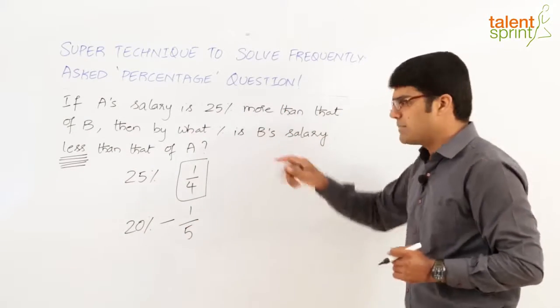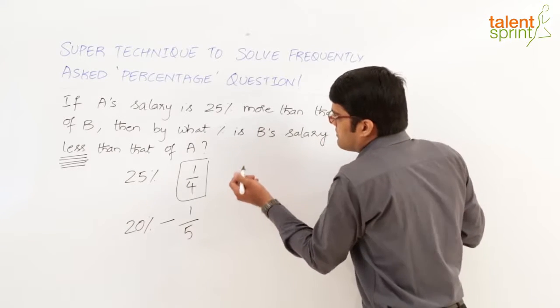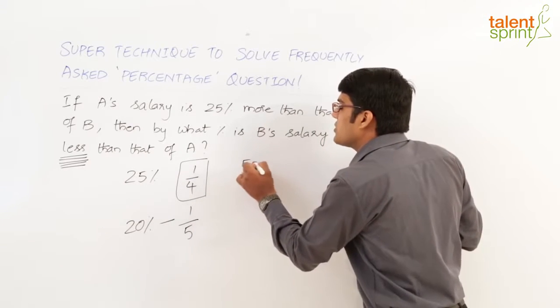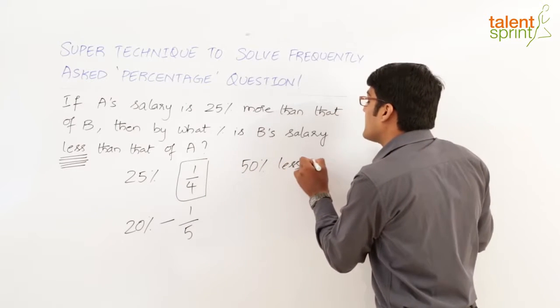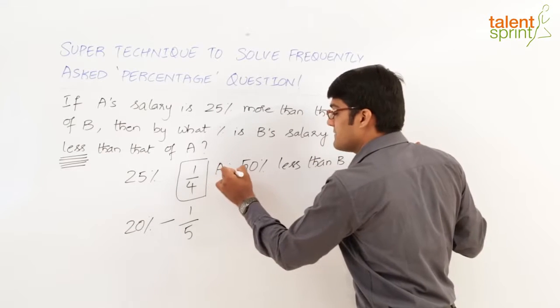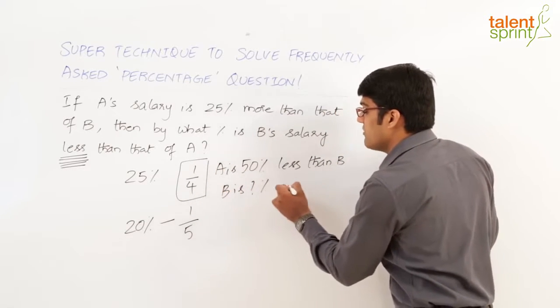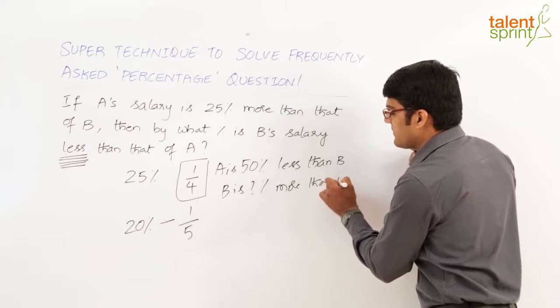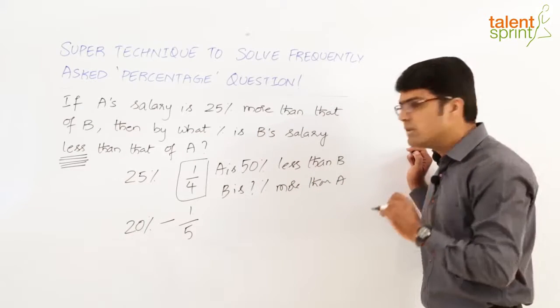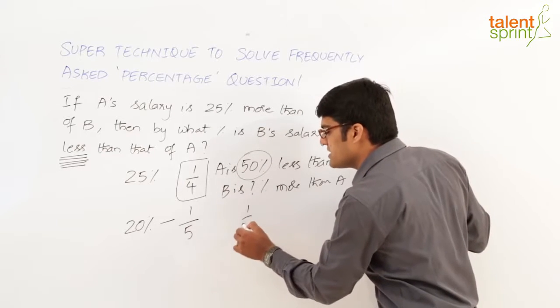Let's look at another example, a similar example here. Let's say A's salary is 50% less than B. So how much is B more than A? A is 50% less than B. B is what percentage more than A? How do we do this? We have to find out. See, 50% is given in the question. 50% is 1 by 2.